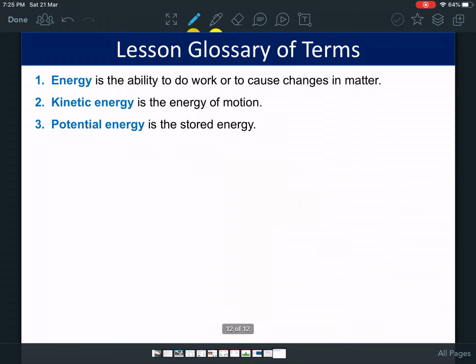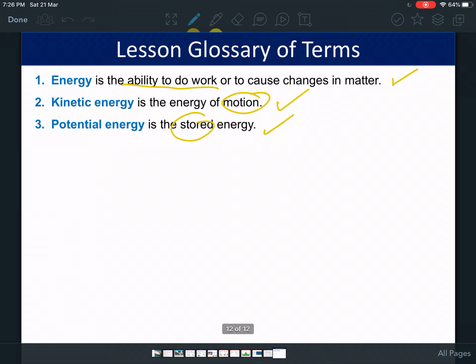These are the words that you need to understand: what energy is, what kinetic energy is, and what potential energy is. So in revision, energy is the ability to do work. Kinetic is energy in motion. Potential is energy that is stored. Okay, and that's what you have to understand for today, basically.